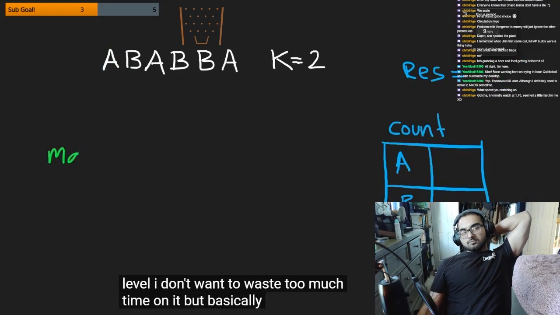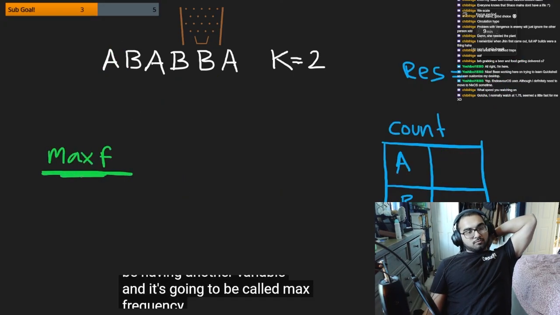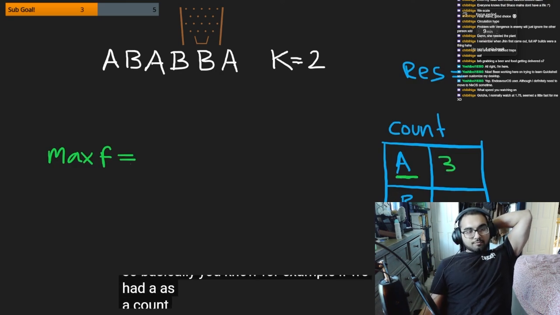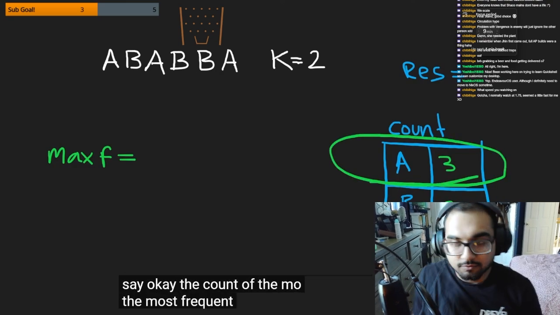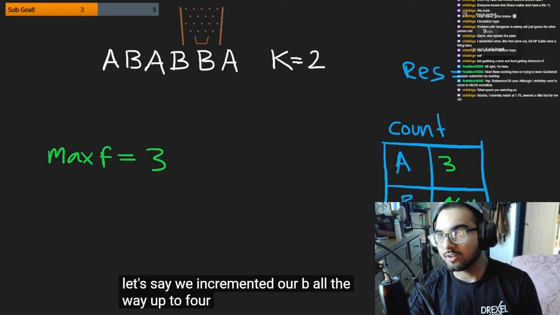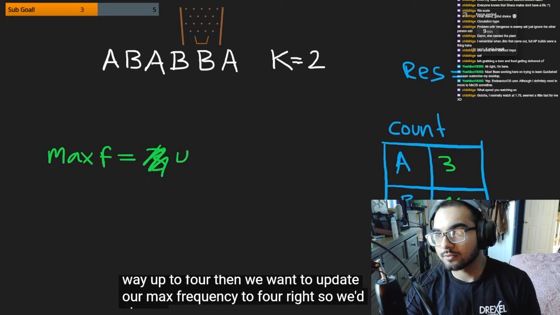I don't want to waste too much time on it, but basically we're going to have another variable called max frequency, basically the count of the most frequent character at any given time. For example, if we had a as a count of 3 and b as count 2, we'd say, okay, the count of the most frequent character occurs 3 times, so max f is going to be 3. And if we incremented our b all the way up to 4, then we want to update our max frequency to 4, right? So we'd always want this to be the most frequent character.